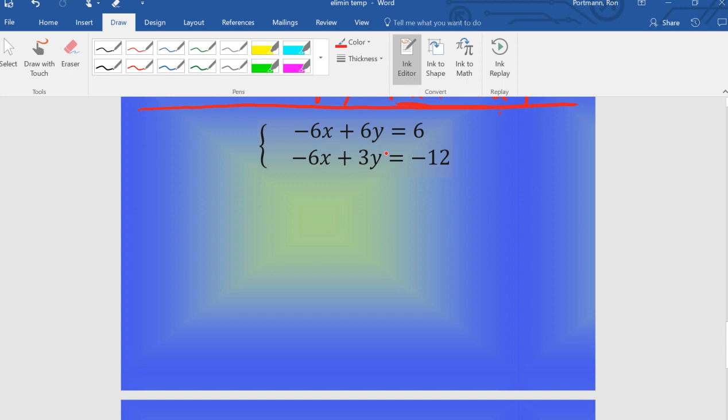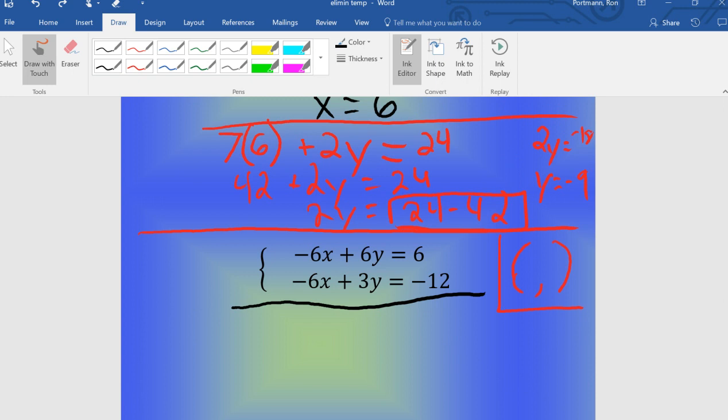I'm going to put my answer over here. So it's going to be an ordered pair. Now let's look at how this one's different. Now we have both of the signs of the variable we're trying to cancel as negative. But we're still going to answer it the same way. We're still going to subtract here, all right?